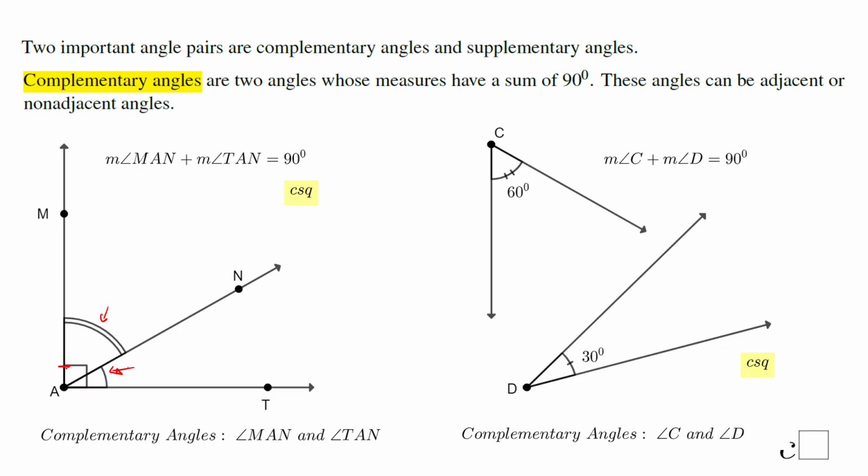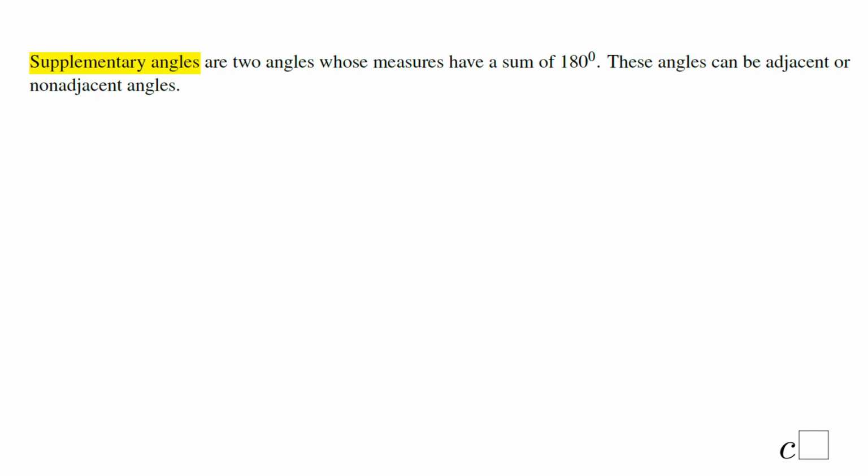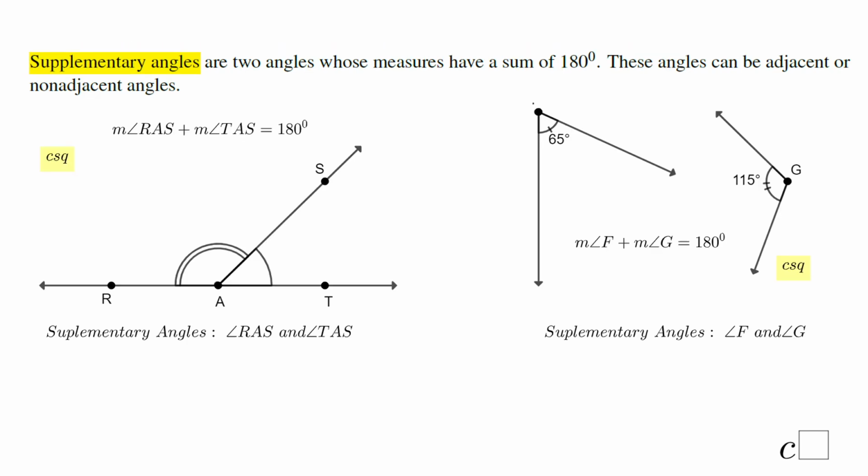They form a 90-degree angle. You see the box here. On the other hand, in the second picture, these two angles are not adjacent. However, 30 plus 60 equals 90. They are complementary angles. So remember, they can be adjacent and non-adjacent. The sum of the measures is 90 degrees.